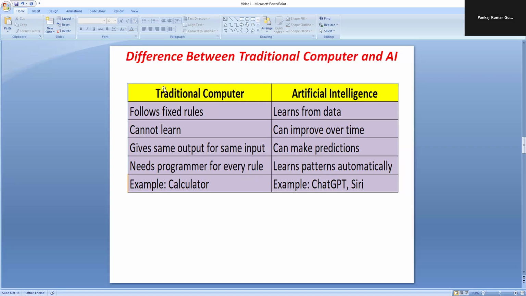Okay. A traditional computer needs a programmer for every rule. So every rule needs to be defined very clearly for a traditional computer to work on. For example, as we already explained, the calculator. An artificial intelligence learns patterns automatically. For example, ChatGPT and Siri.